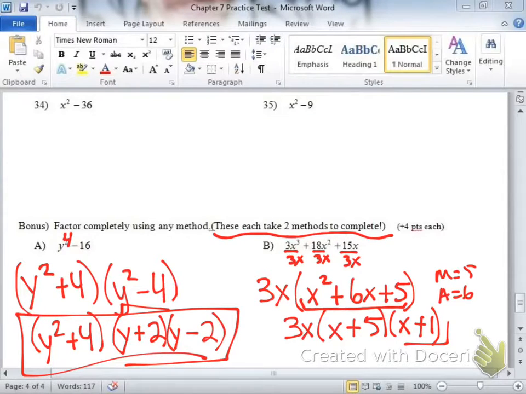So again, these are just for fun. If you're like, what is she talking about? Don't even worry about these. If you love factoring and this makes sense to you and you're getting really good at it, try these tomorrow. They're kind of just fun problems to challenge you. They're worth 4 bonus points, so do them if you want. Leave them blank if you want.